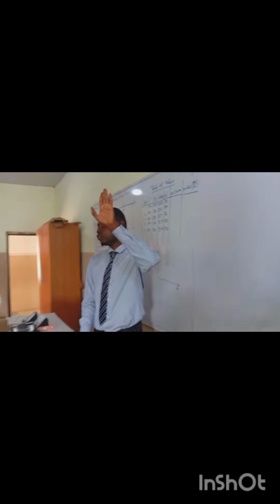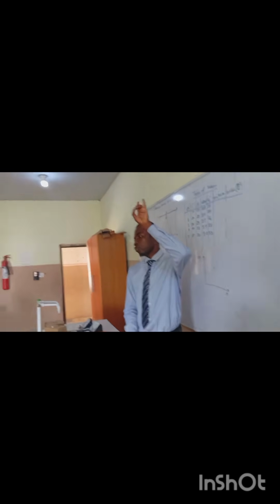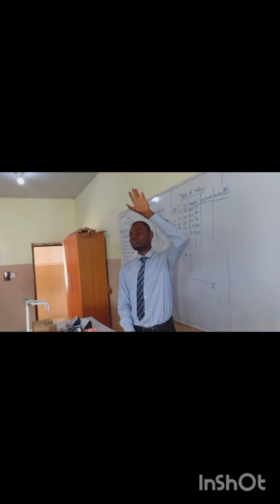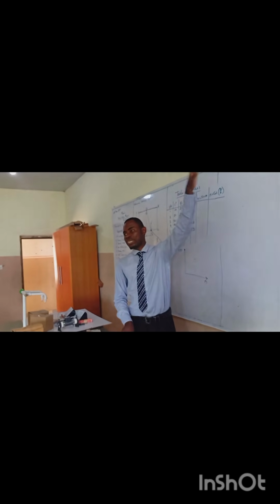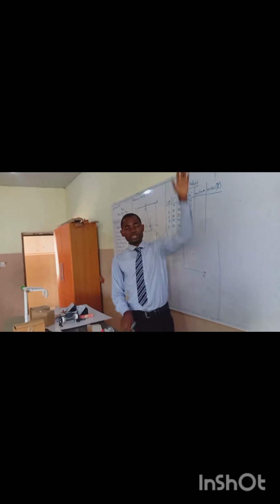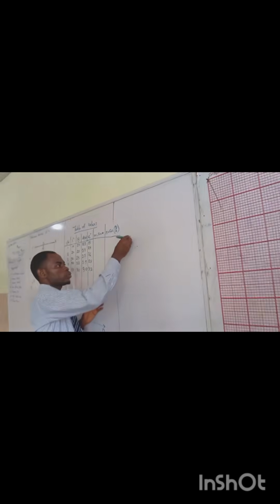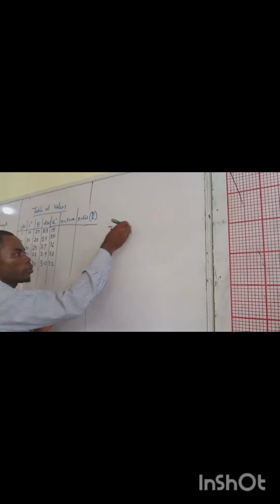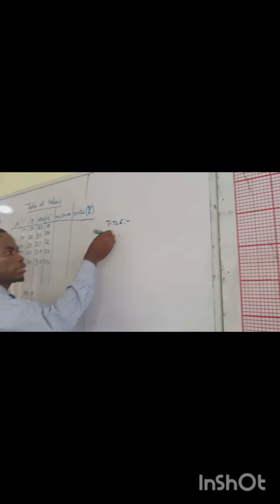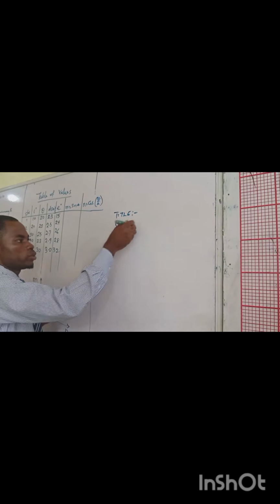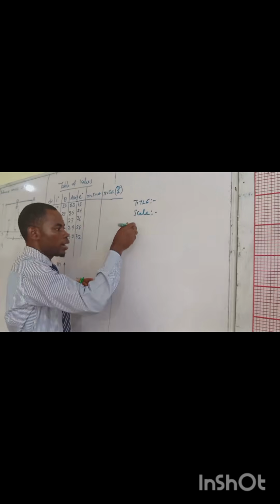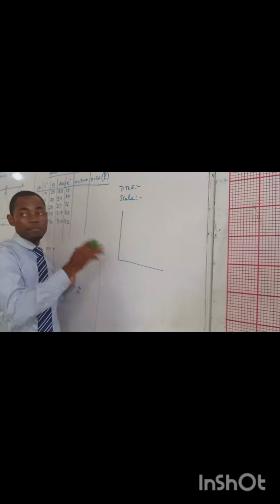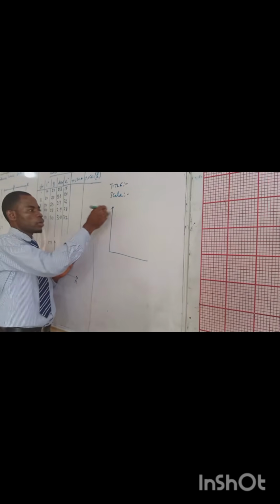Can you remember the way you plot a graph? What's the first thing? When you want to start your graph, what's the first thing? Your title. The title is the first thing. You have the title of your graph, followed by the scale. You tell us maybe 2 centimeters represent whatever, and from there everything on the graph must be in pencil.